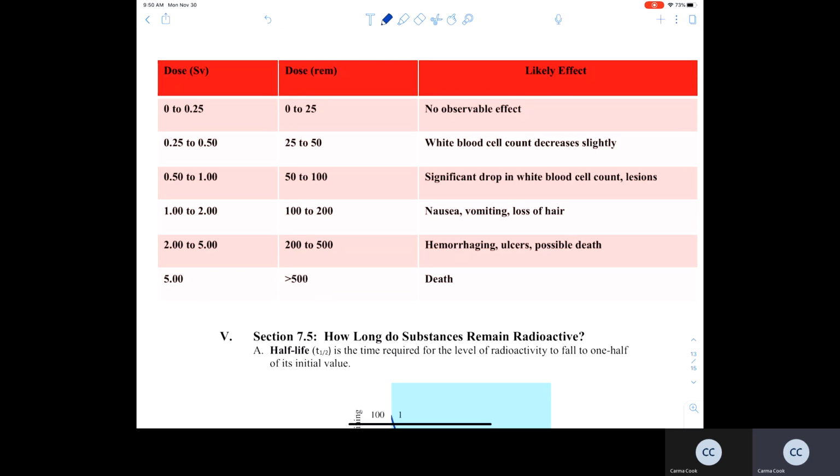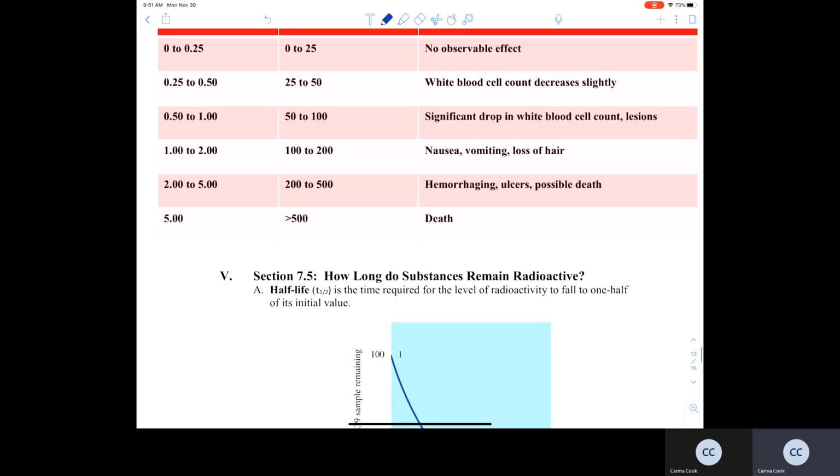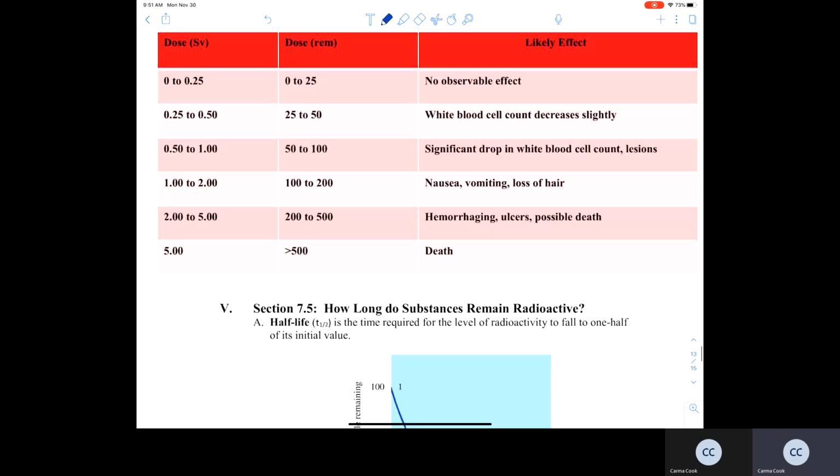25 to 50 REMs, you start seeing your white blood cell count decrease because now your immune system is being compromised. 50 to 100 REMs, you get a drop in your white blood cell count and you start getting lesions. That means your tissues, your lymph nodes and things of that nature are being damaged and mutated. And then 100 to 200 REMs, you start feeling the physical effects, nausea, vomiting, hair loss. 200 to 500 REMs, hemorrhaging, ulcers, and possible death. And greater than 500 REMs of radiation is certain death.